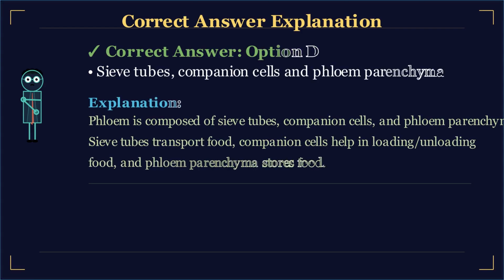Here's the explanation for the correct answer. Phloem is composed of sieve tubes, companion cells, and phloem parenchyma. Sieve tubes transport food. Companion cells help in loading and unloading food. And phloem parenchyma stores food.